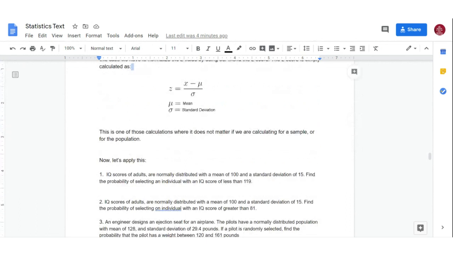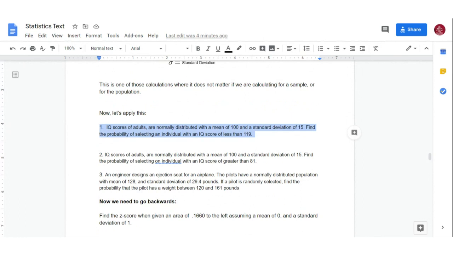The Z-score is going to be used here, because we're told that IQ scores of adults are normally distributed with a mean of 100 and a standard deviation of 15. See, there's some difference now. There's no 0 and 1. It's 100 and 15, and 119 for the values given. Now, what we need to find out is the probability of selecting an individual with an IQ score of less than 119. Now, notice this is just like that first scenario where it's less than, okay? Less than. Could maybe say fewer.